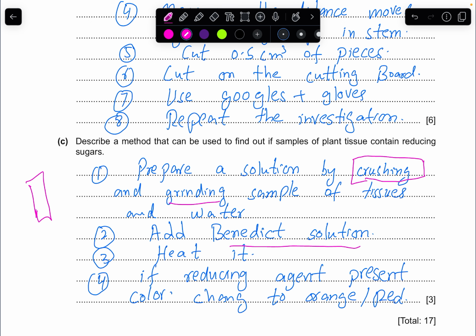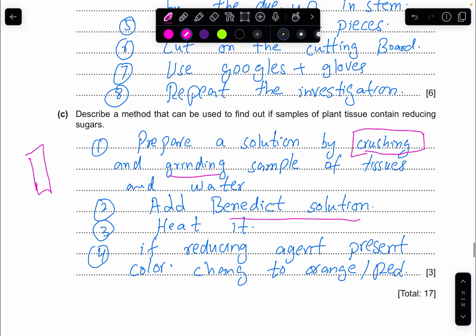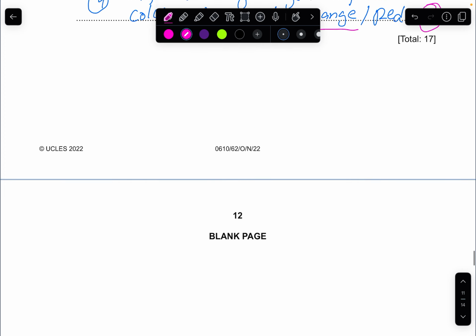So if there is any reducing sugar present, the color will change to orange and red. Because the question has 3 marks, you must write at least 3 steps: grinding, crushing, and making a solution, adding the Benedict's solution, heating it, and the color change.